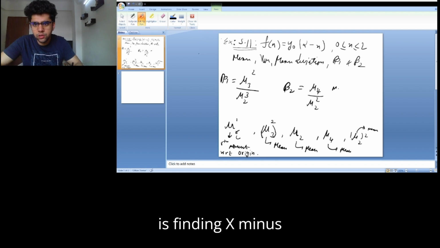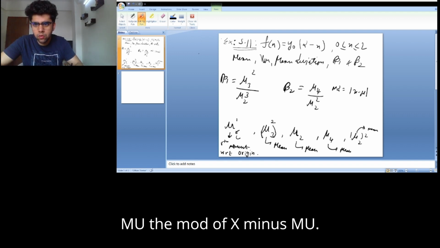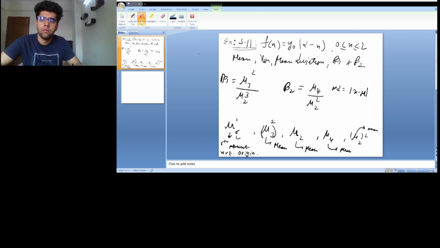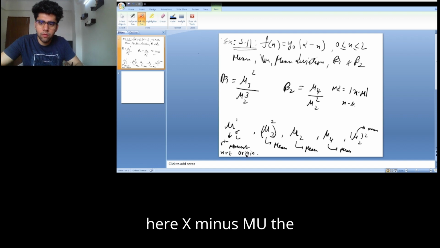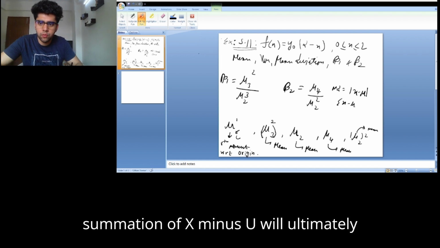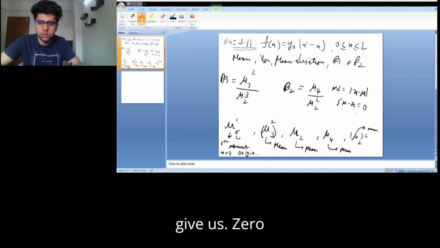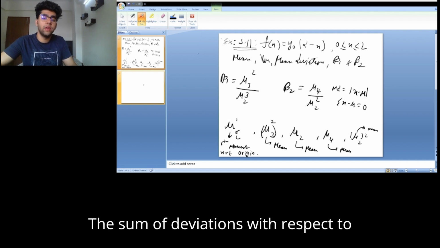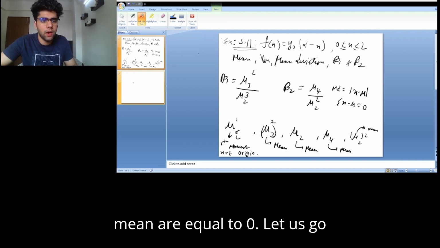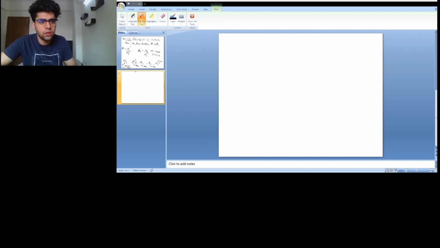So mean deviation is finding the mod of x minus mu. Why mod? Because if we don't put a mod here, the summation of x minus mu will ultimately give us 0. The sum of deviations with respect to the mean is equal to 0. Let's go to our third slide.